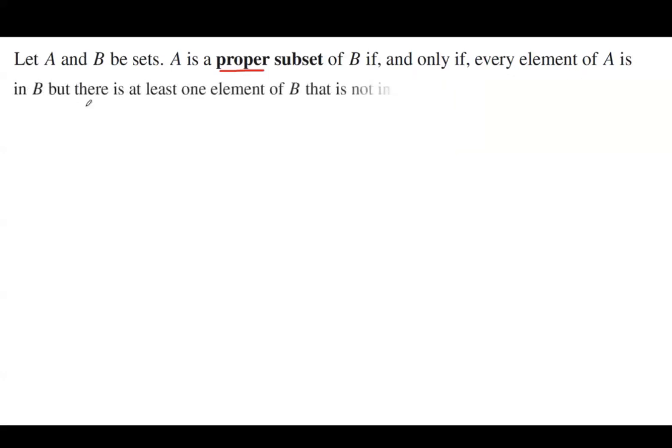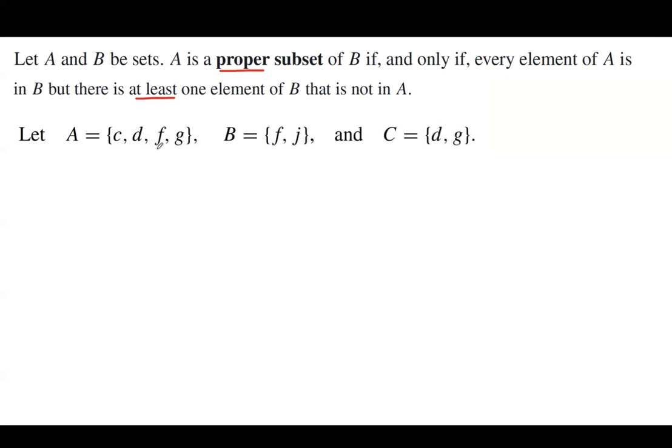Okay, suppose you have two sets. We say that set A is a proper subset of B if and only if every element of A is in B, but there is at least one element in B that is not in A. Consider set A to be including C, D, F, G, and set B including F and J. The third set C includes D and G.